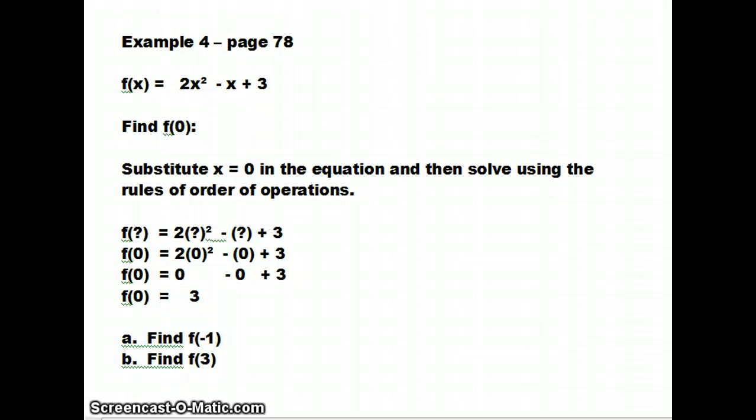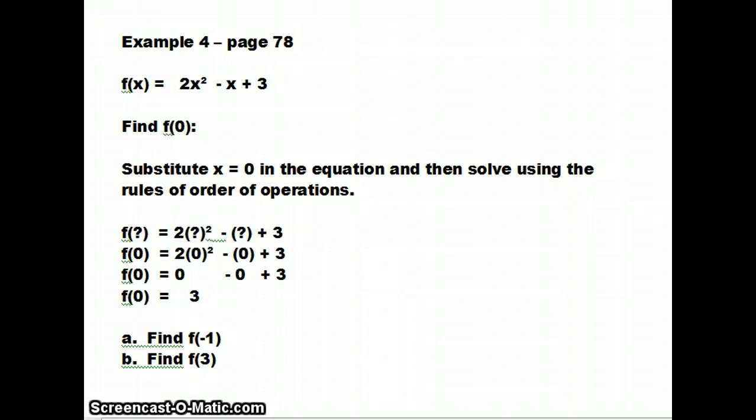The next example that we're going to do is also in your textbook, and the function this time is 2x to the second minus x plus 3. Remember, as we look at this, we have multiplication and we have exponents. The 2 and the x to the second are multiplied, and if we remember our order of operations, the exponent comes before multiplication and division. So that means that you're going to do x to the second power before you do anything with the 2 that's in front. If we wanted to find f of 0, we replace every place there's an x with 0, and then solve it using the rules for the order of operations.